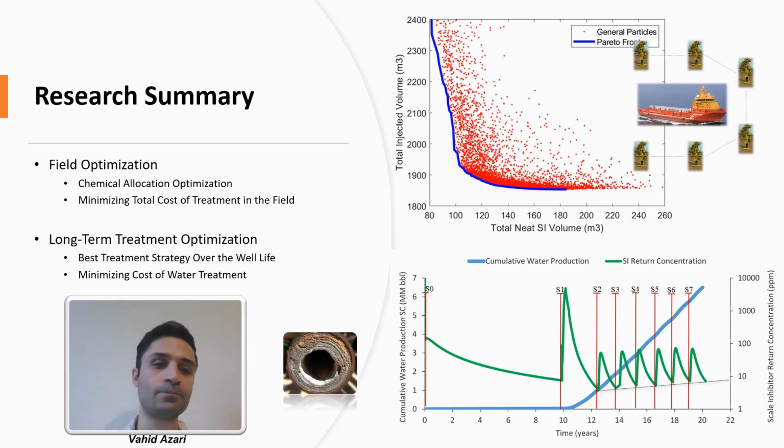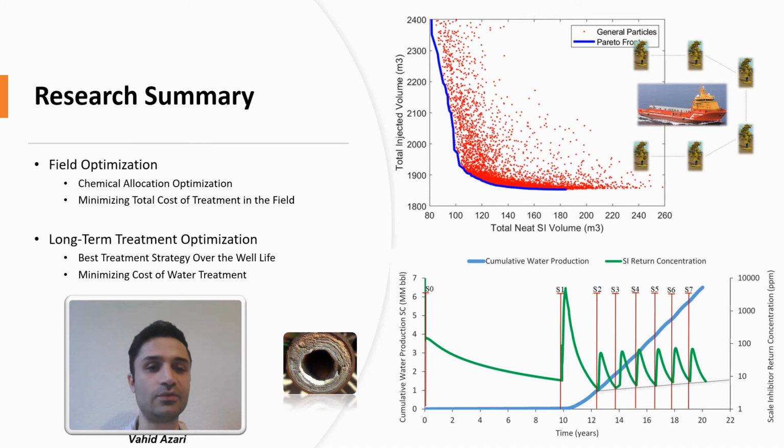Now, there are a couple of questions here. So, what is the optimum volume of scale inhibitor which should be injected in each of the wells? And also, can we minimize the cost of water treatment in the field or not?